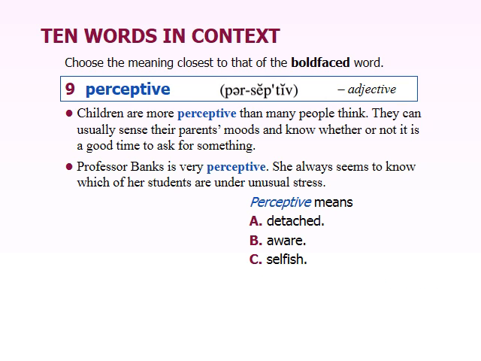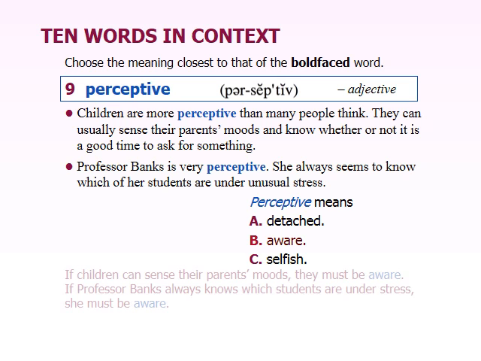So our next one here is perceptive, and this is an adjective. Children are more perceptive than many people think. They can usually sense their parents' moods and know whether or not it's a good time to ask for something. Professor Banks is very perceptive. She always seems to know which of her students are under unusual stress. And perceptive means aware. It's number 4 on page 107, understanding and insightful, observant, aware.